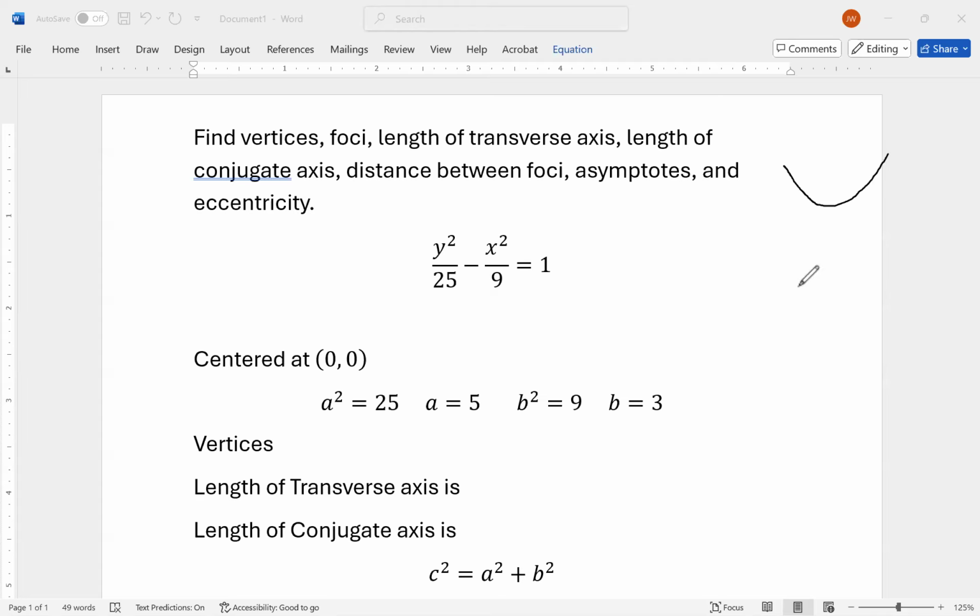That means this hyperbola is going to point up and down. In other words, if I put a 0 as my x value and a 5 as the y value, I can get to a vertex. I can make that equation true. Same thing if I put a 0 as my x value and -5 as the y value.